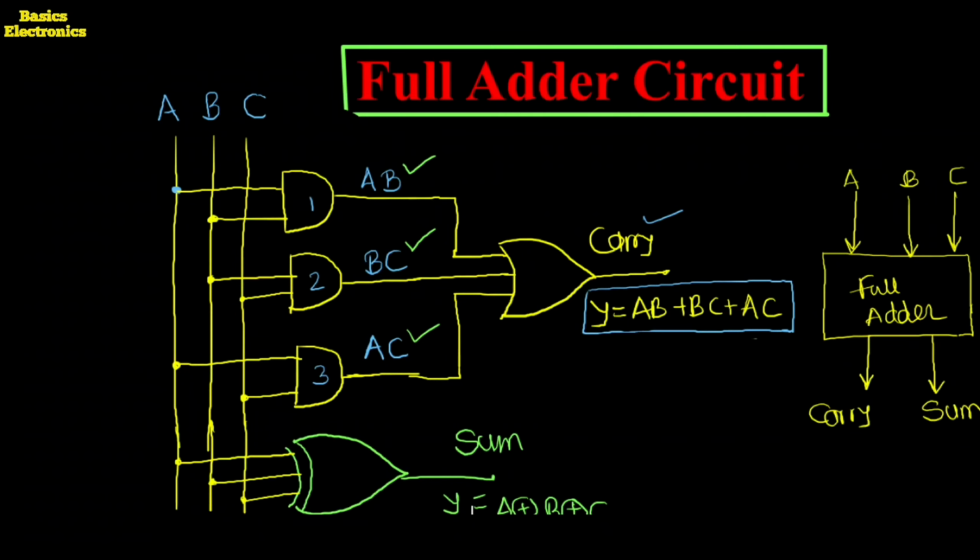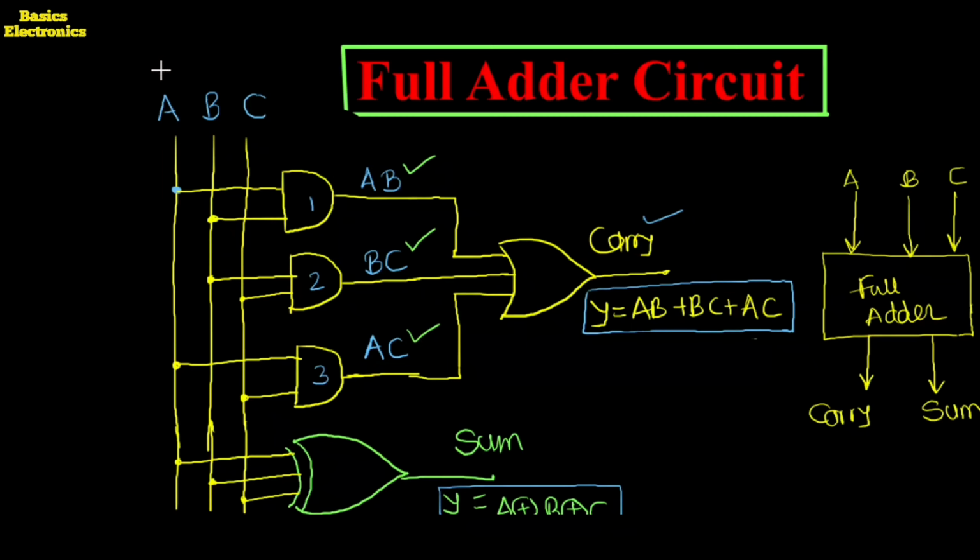So the output of the XOR gate is considered as the sum, and its equation is given by Y equals A XOR B XOR C. If the circuit produces the same output as mental addition, then we can say this circuit works as a full adder. Here we apply the inputs.